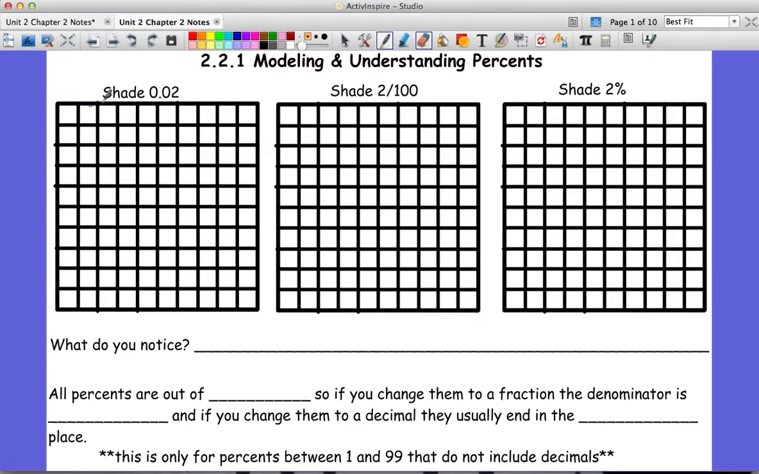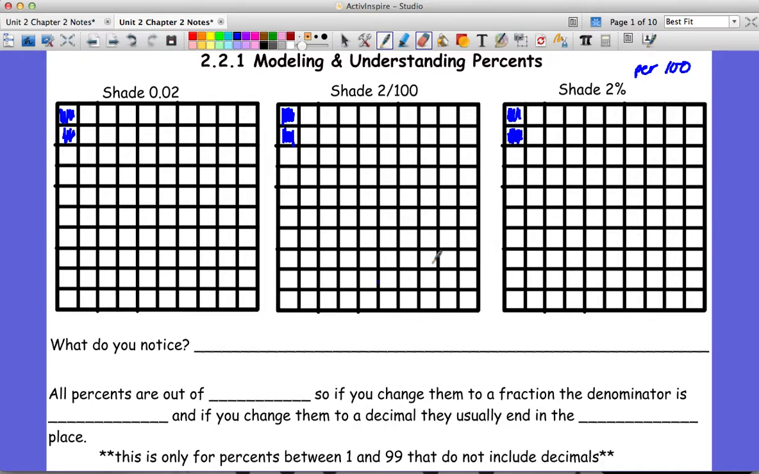Alright, so if you shade in 2/100ths, which is what this decimal means because this is the hundredths place, you would shade in 2 out of 100. This fraction is also 2/100ths, which means that you shade in 2 out of 100. And 2%, if you remember what percent means, is per 100. So this means 2 per 100. So you would shade in 2.